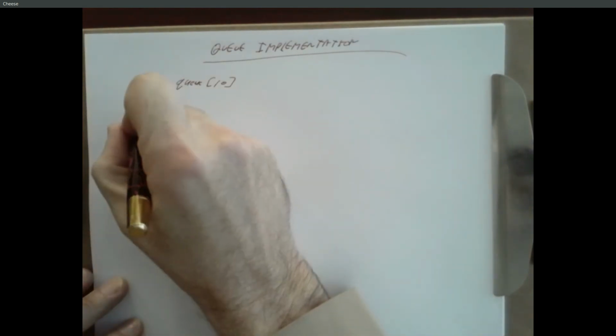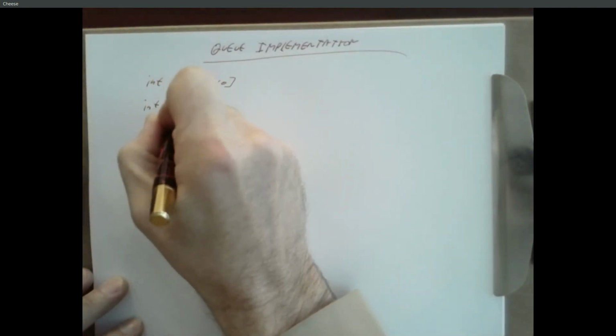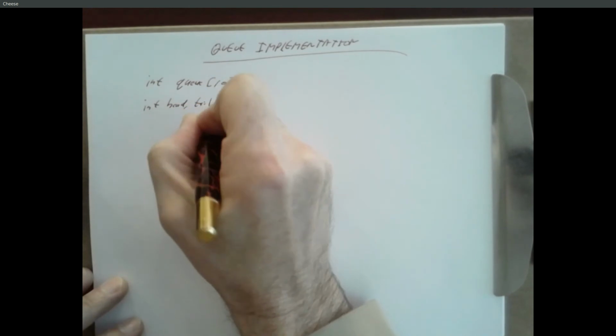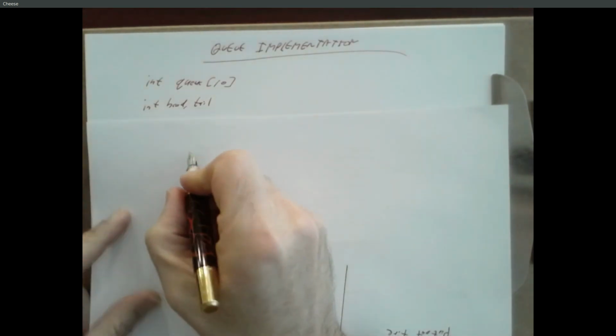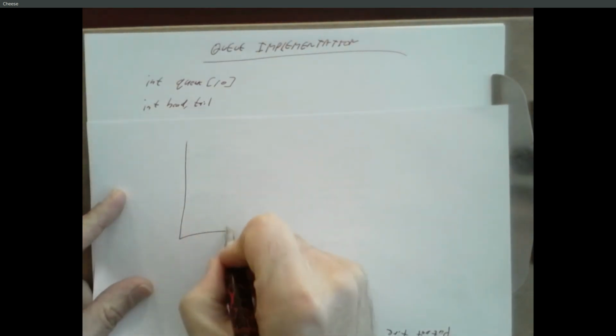I'm going to need to keep track of 2 things, the head and the tail. Okay, so integer head and tail. There's a few approaches I could take to this. One way, so let me draw my array.